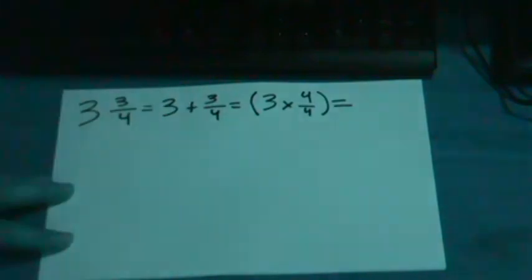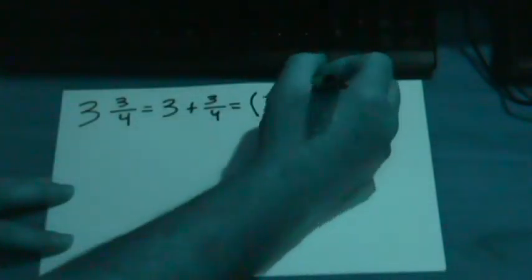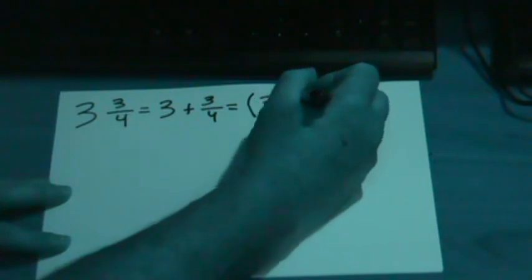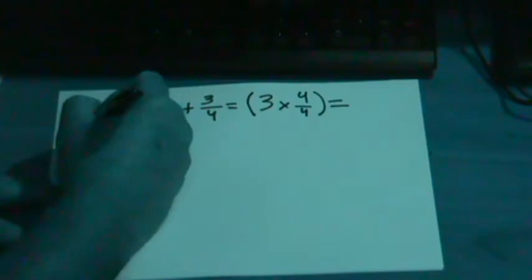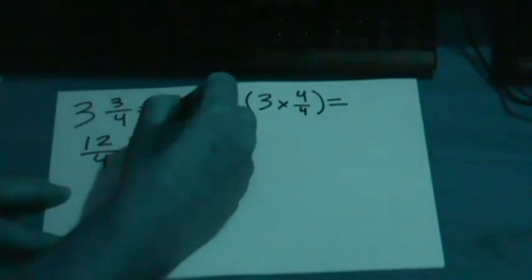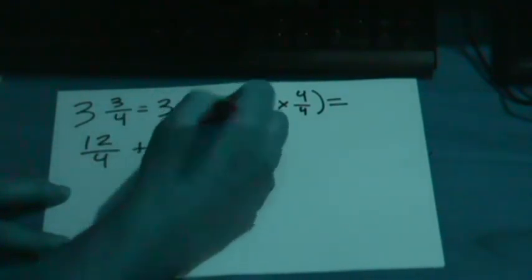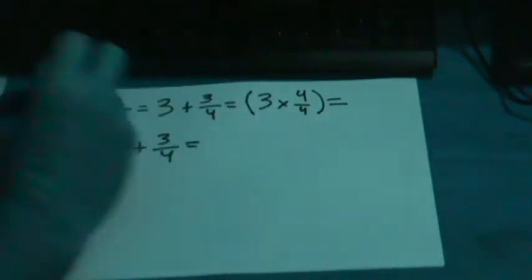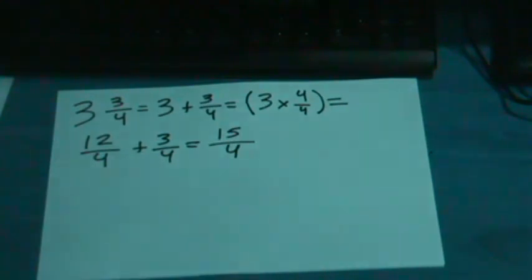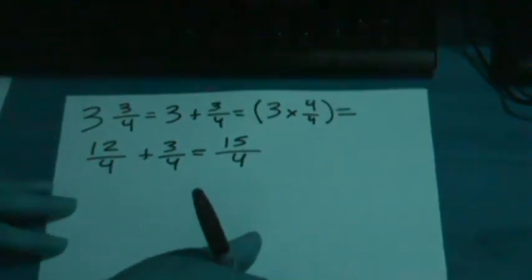I'm going to start down over here. Well, do I have enough room? Not really. Let's do 3 times 4. 3 times 4 is 12, right? The denominator remains the same, so we have 12/4. Then I'm going to add on my 3/4 up there. And that will equal what? 12, 13, 14, 15, 15/4. Okay? So now let's give another one a try.